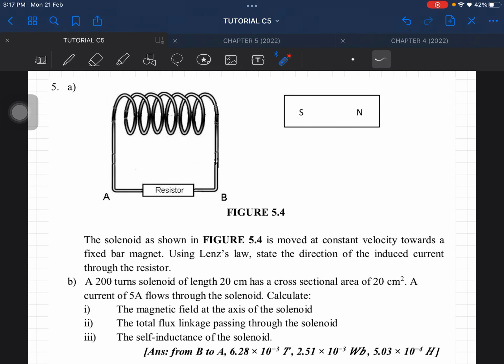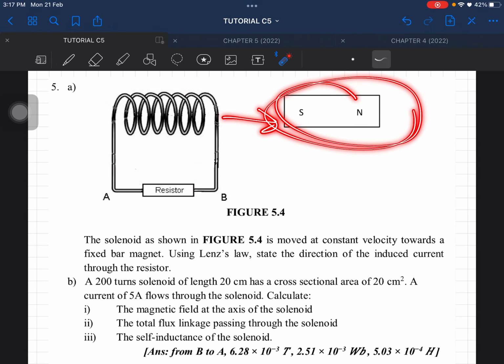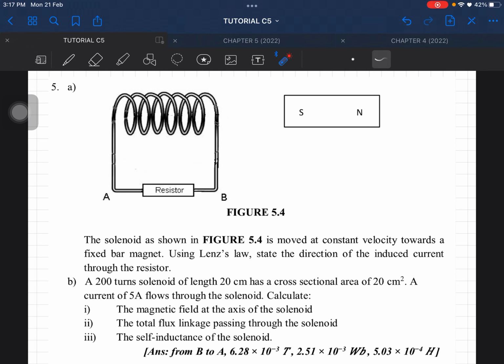If this solenoid is moved towards this fixed bar magnet, this permanent magnet here, then based on Lenz's law, it will always try to oppose the change. So the movement should somehow create a south pole here so that it opposes the change that is producing it. Hence, this here will be our south pole and this one here will be our north pole.